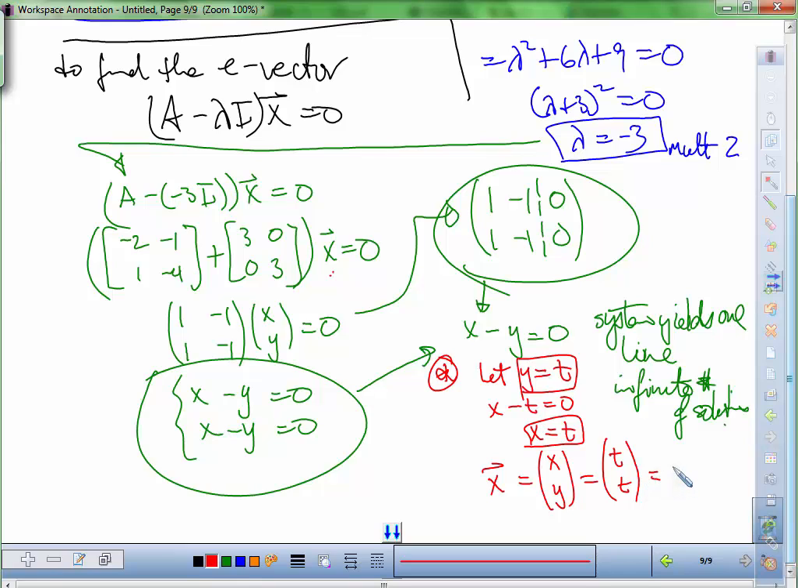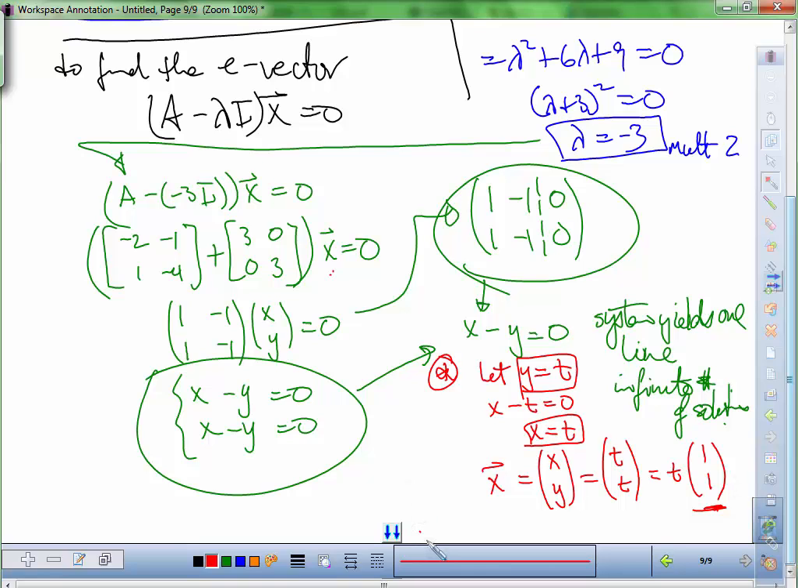Which can be seen as t times vector 1, 1. Not quite a unit vector, but yeah. So in any case, this is the vector that we're looking for, 1, 1. Actually, any multiple of that should work. But we'll just deal with this vector 1, 1. Okay?